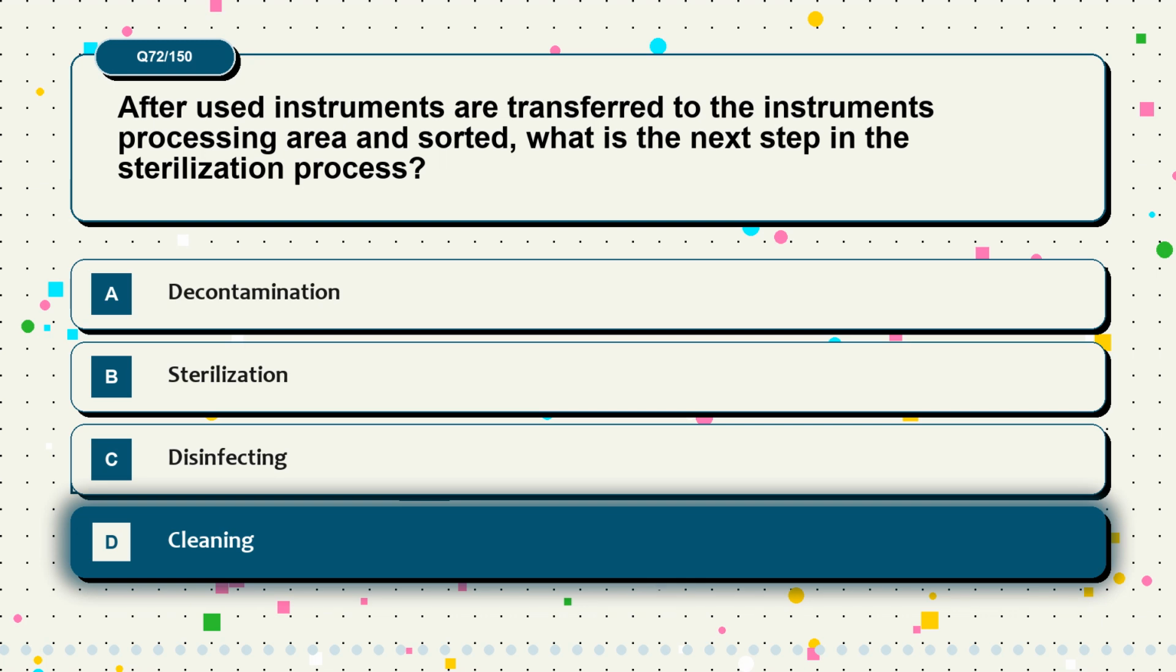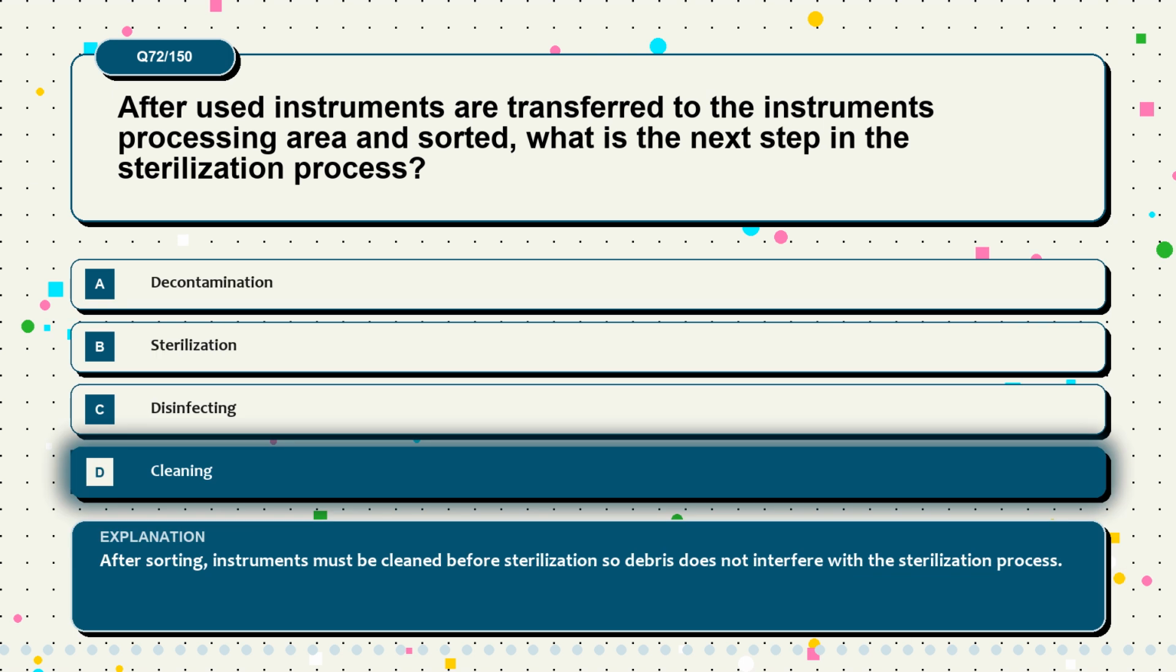The correct answer is option D. Cleaning. After sorting, instruments must be cleaned before sterilization so debris does not interfere with the sterilization process.